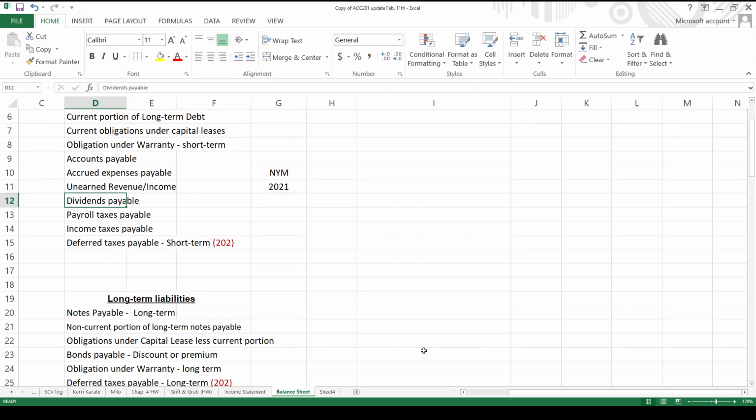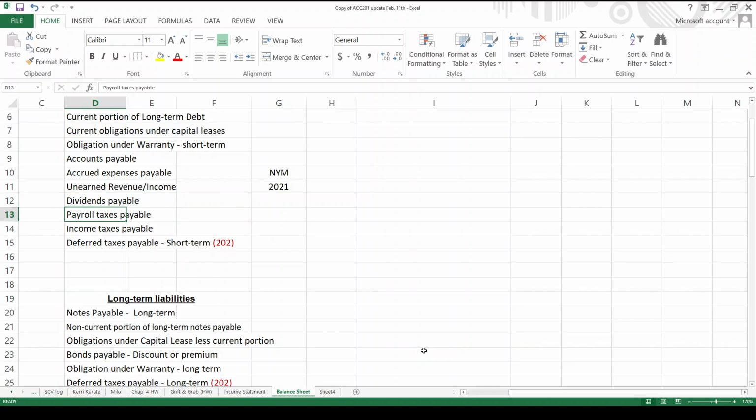Next, dividends payable. You declare a dividend. Let's say in December 15, 2020, you declare a dividend. Well, at the time, you're going to record the dividend, and you're going to have a dividend payable. Let's say you intend to pay that dividend on January 15th of the next year. Okay, that's how you have a dividend payable. It's the time between the actual declaration of the dividend and the payment of the dividend. There will be a dividend payable.